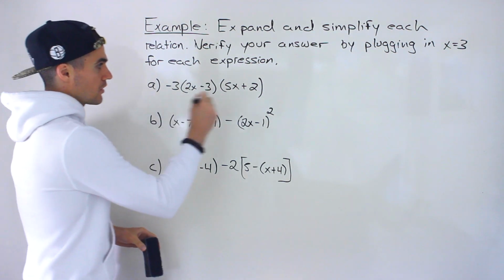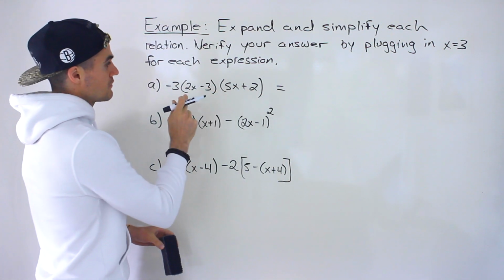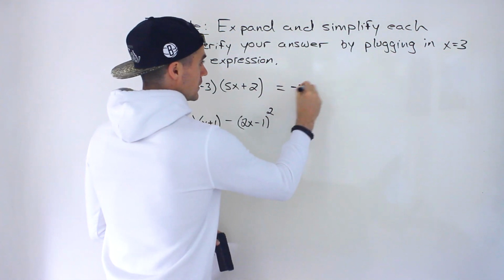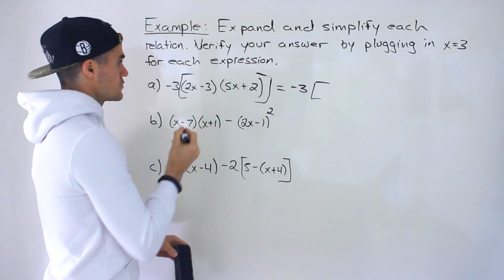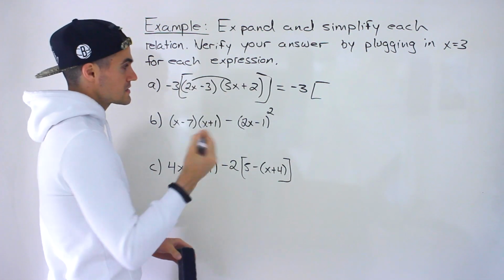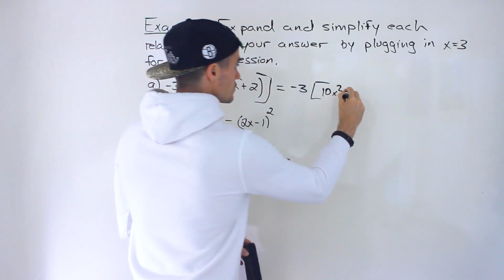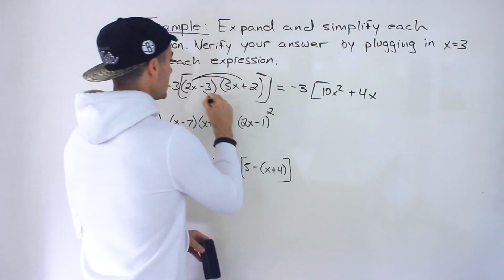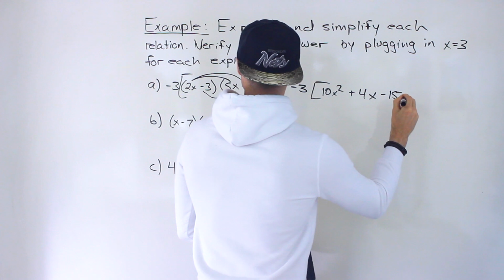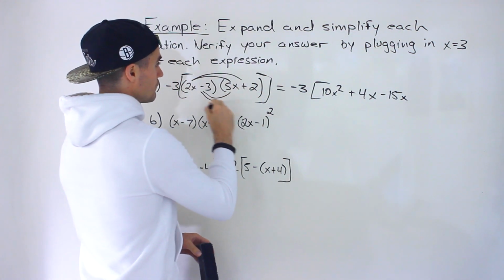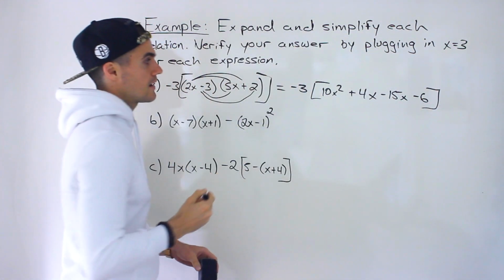So starting with part A here, notice we have negative 3 times 2x minus 3 times 5x plus 2. So what I'm going to do, I'm going to keep the negative 3 on the outside, and then I'm going to just multiply these two brackets first. So we'll have 2x times 5x, which gives us 10x squared, 2x times 2, which gives us positive 4x, negative 3 times 5x gives us minus 15x, and then we will have negative 3 times 2, which gives us minus 6, like that.